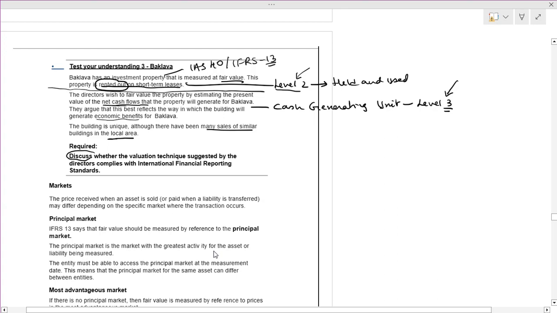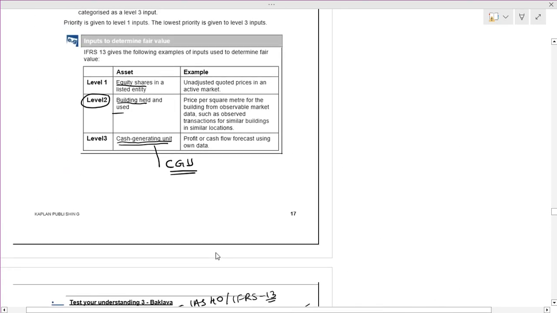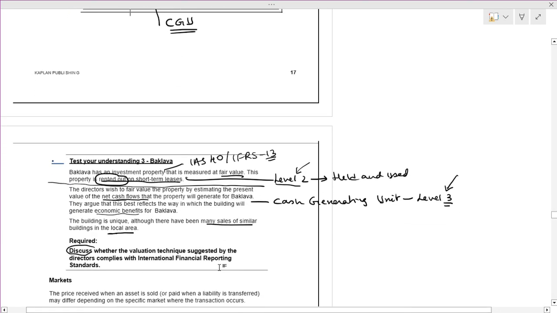So what is level 1? Level 1 is for equity shares. Level 1 is for the equity, very, very specific. Level 1 is for the equity shares, level 2 is for the buildings held and used, and level 3 is cash. The moment we are talking in terms of, read the thing.